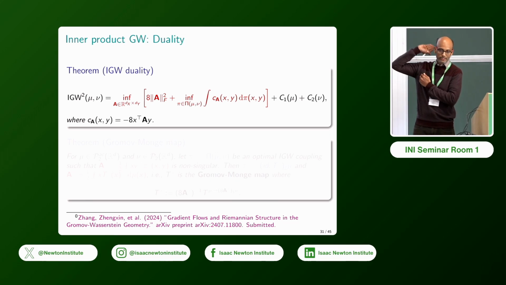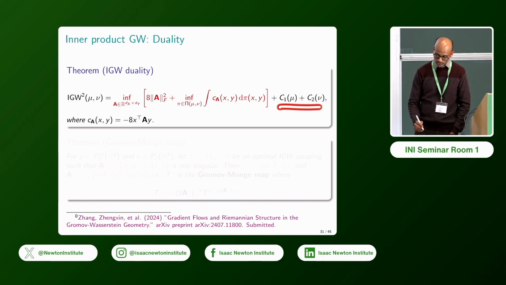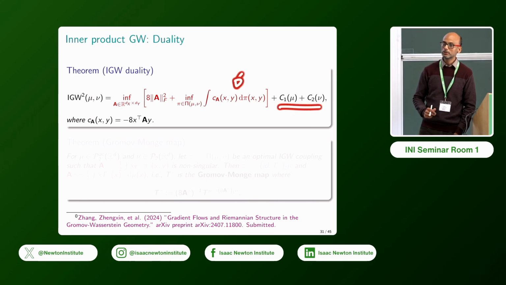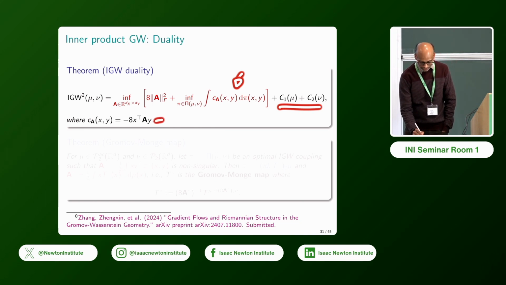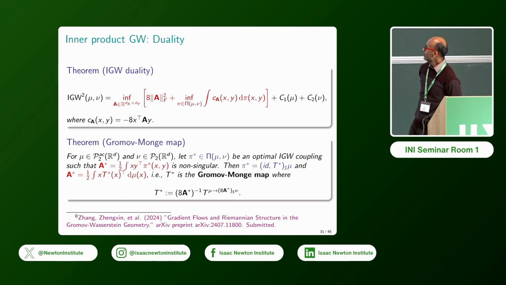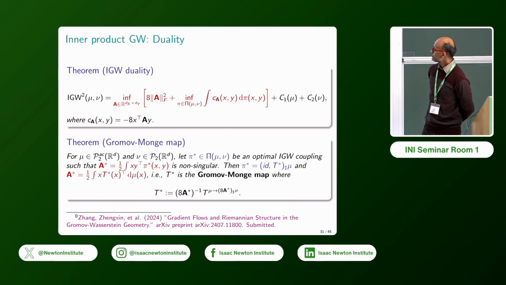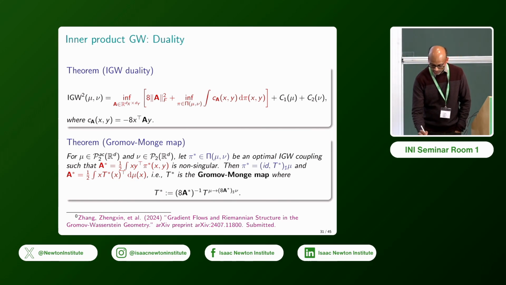Again, nothing fancy, it's very similar to what we had before. Again, this has a collection of terms that depend only on the marginals mu and nu, and here is a collection of OT problems. So I'm optimizing over a collection of OT problems. The cost is slightly different to what we had before, and here is the result that we could show: suppose pi star is the optimal IGW coupling, so we call this IGW for the inner product GW.